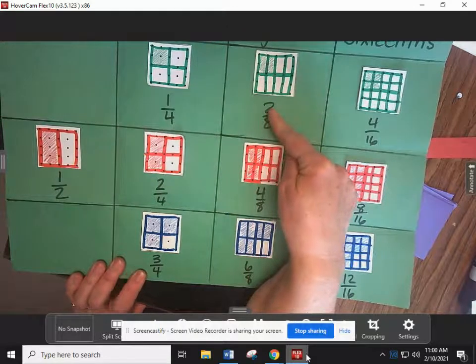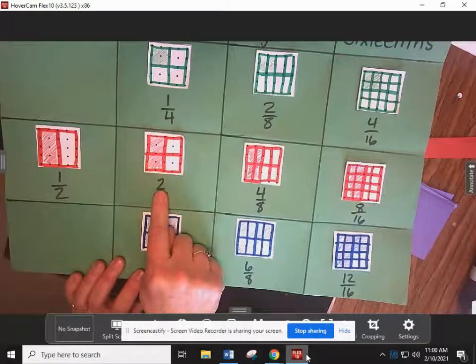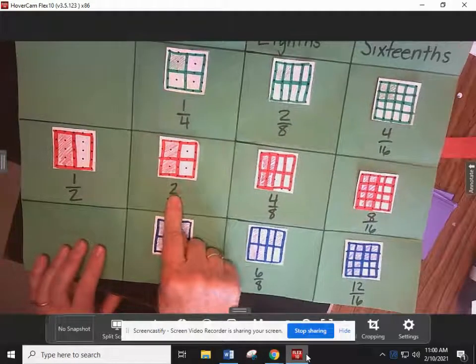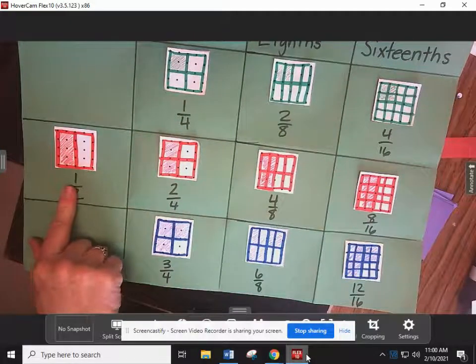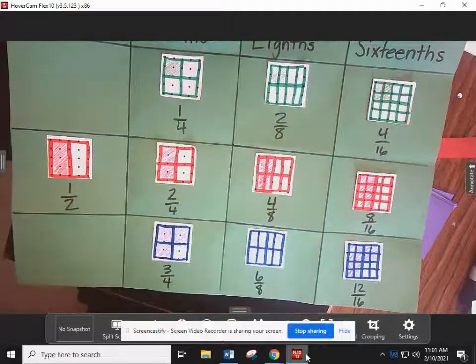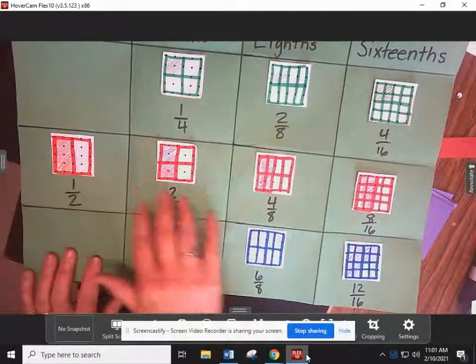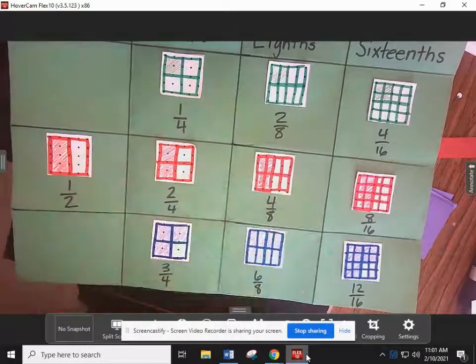One of our students said, when we put this part and this part together, it's this one. Another student said, when we put this part and this part together, it's this one. And then for fun, another student said this one. Then we talked about why it can be any of these, and we talked about how they were all equivalent fractions.